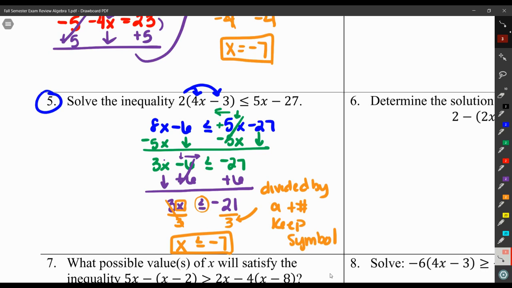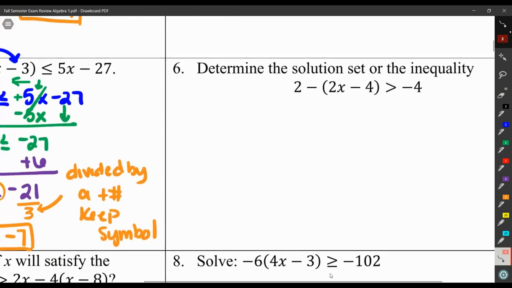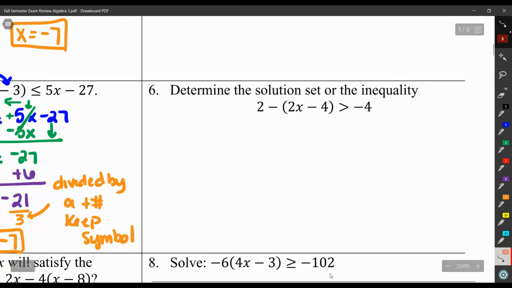Now, the next one we're going to do together is actually number 6. We're going to do number 6 together, and then you guys are in charge of 7 and 8. And so for number 6, again, determine the solution set for the inequality. So again, that just means solve it.